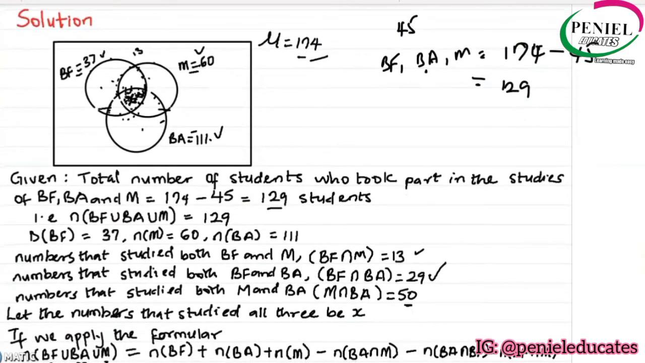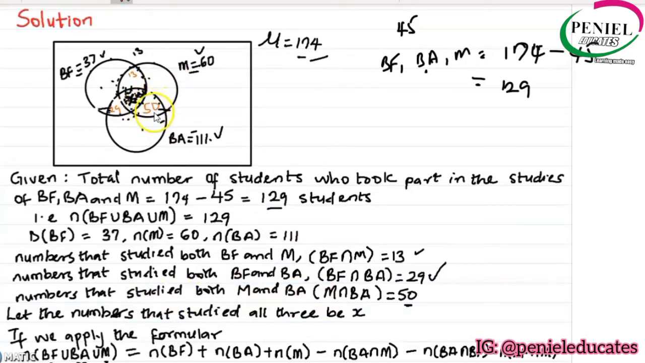Then for the intersects, we have 13 for all these intersects. We have that one already. Banking and finance and marketing, we have 13 here. Banking and finance and business admin, we have 29. Marketing and business admin, we have 50.